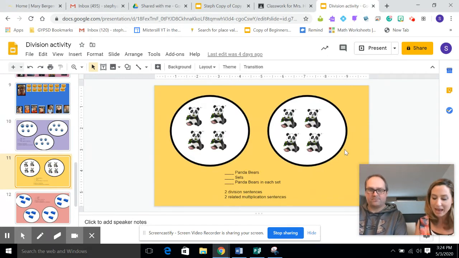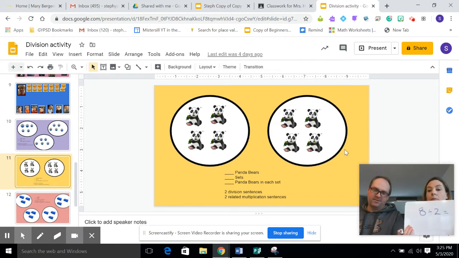Kaylee loves panda bears, so I thought we should do that. Okay. So what's the total number of panda bears? Well, I just counted really quickly, and there are 8. And how many sets are there? There are 2. Perfect. So then the question is, how many panda bears in each set? 4. Perfect. Is there another way we can write this division sentence?